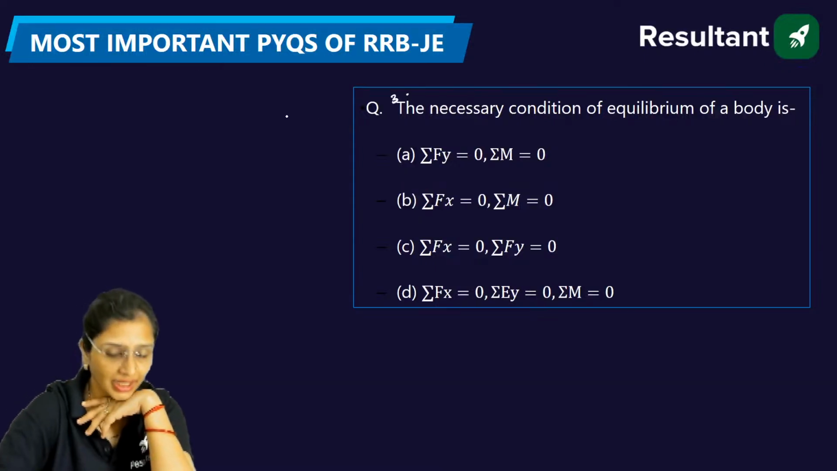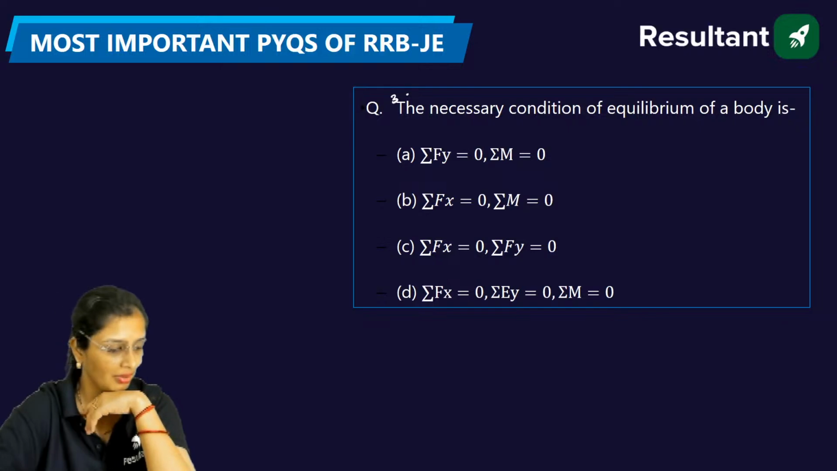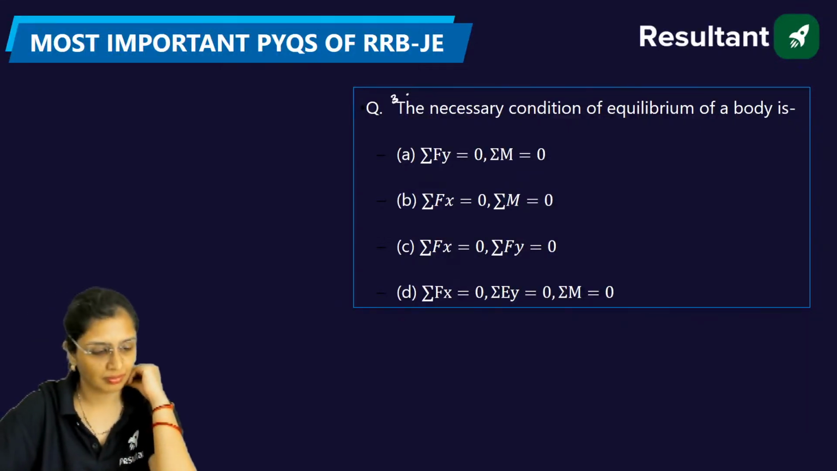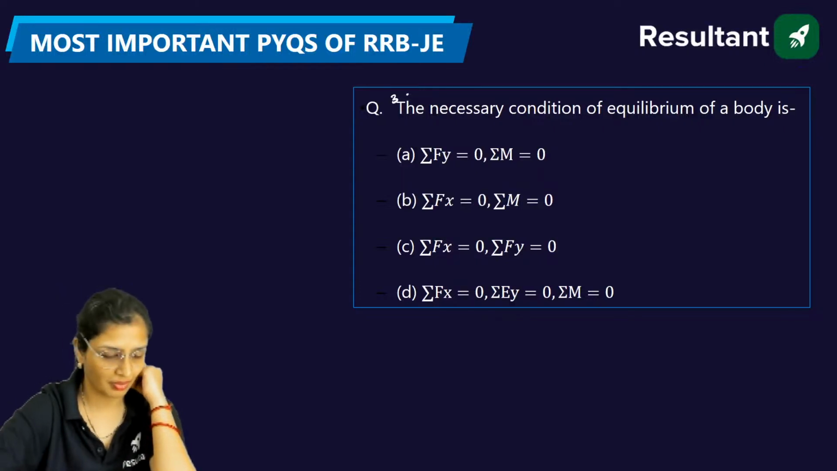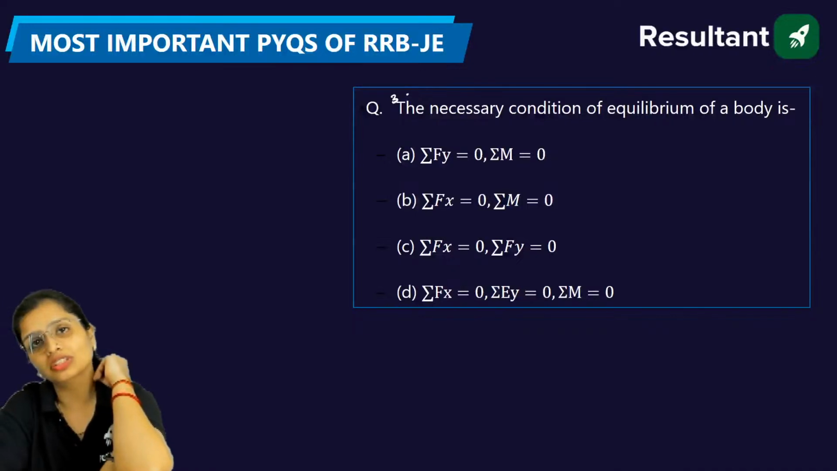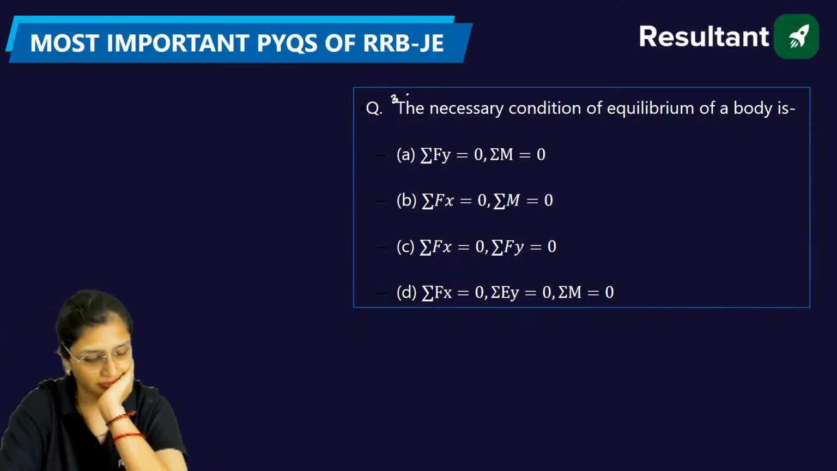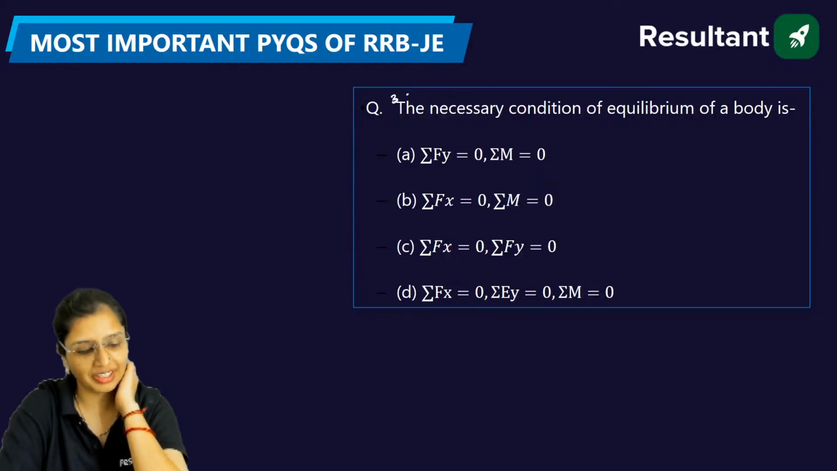Okay. Question number 3. The necessary condition of equilibrium of a body. Very basic question. The necessary condition for the equilibrium of a body. Equilibrium means when all the forces acting on the particular object are balanced. Come on, answer. This is a very basic question.